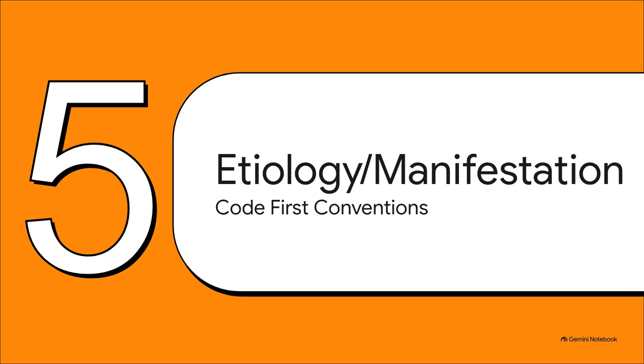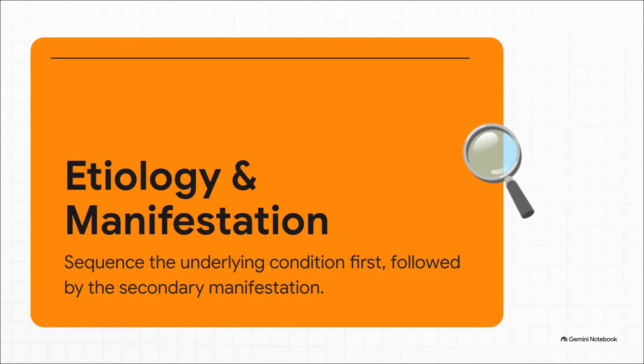And finally, Section 5, Etiology and Manifestation Coding, looking closely at those code-first conventions. The etiology and manifestation convention is a fundamental, non-negotiable rule. It requires the underlying condition, the etiology, to be sequenced first, followed by the secondary condition it causes, the manifestation. In your tabular list, you're going to see a Use Additional Code note under the etiology code and a Code First note under the manifestation code. Manifestation codes often literally say things like "in diseases classified elsewhere." That phrasing is a giant red flag telling you this code can never legally sit in your principal diagnosis spot.